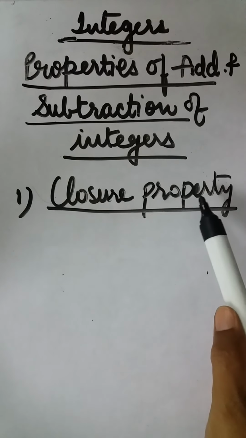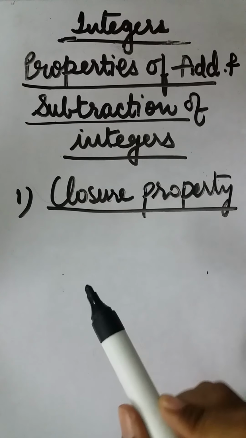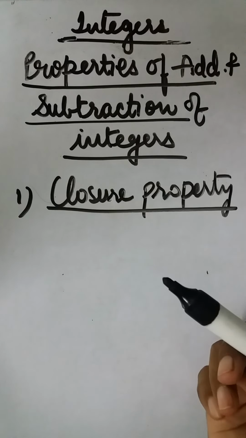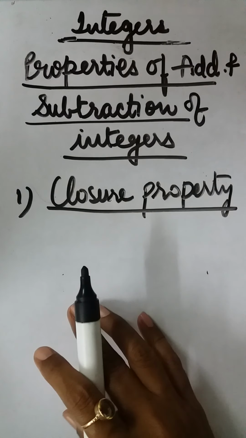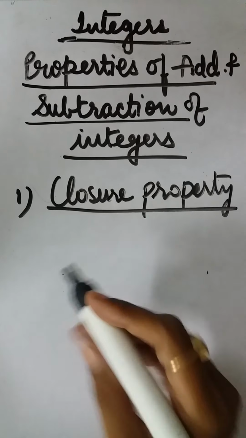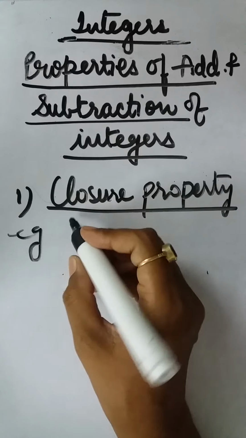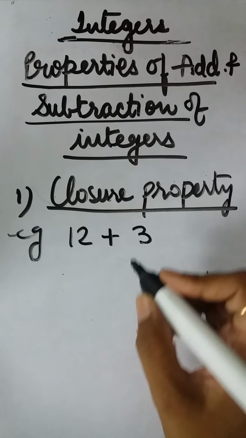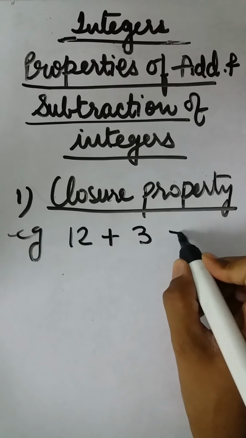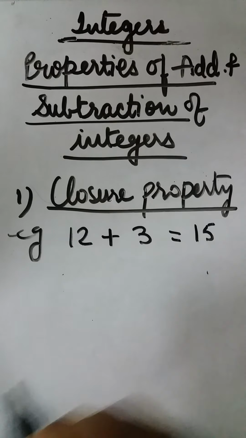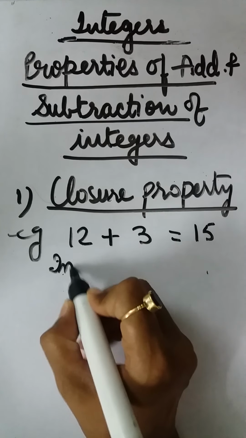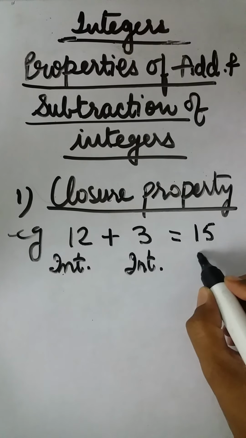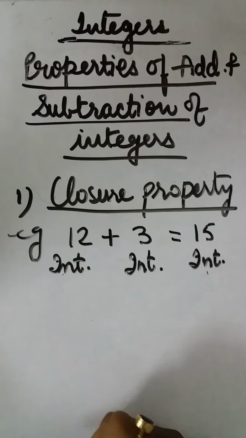Closure property. The sum of any two integers is an integer. We say that integers are closed under addition. For example, if we add 12 and 3, the sum is 15. We know 12 is an integer, 3 is also an integer, and 15 is also an integer.